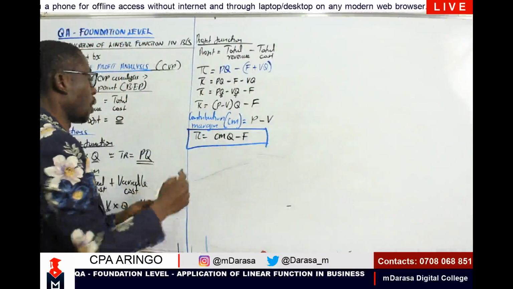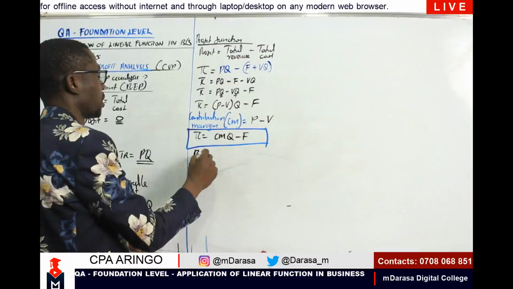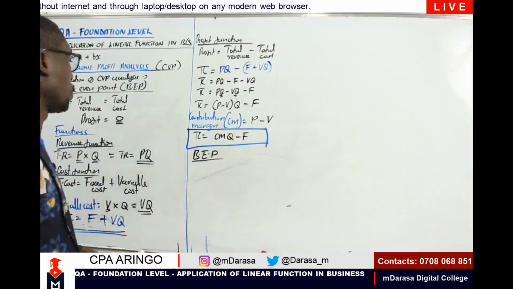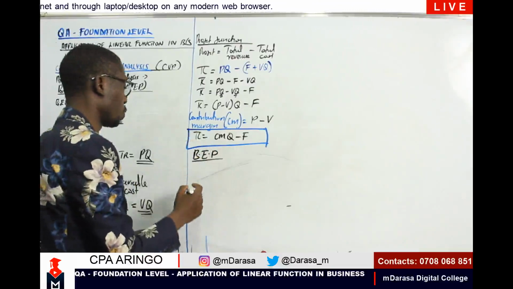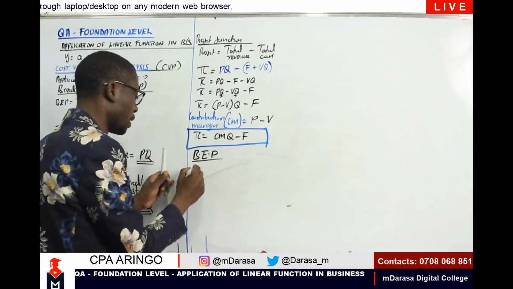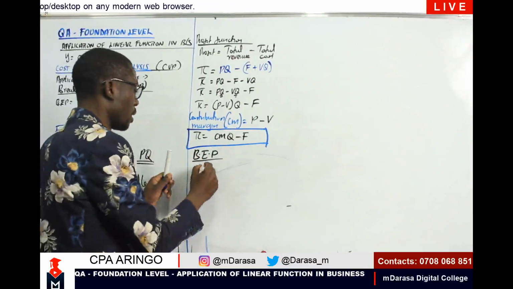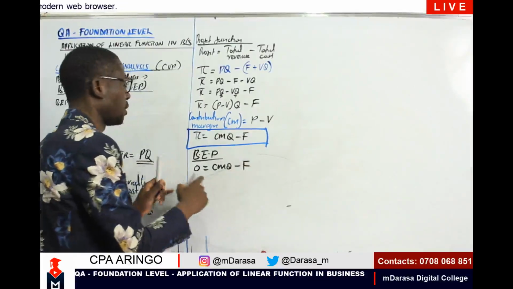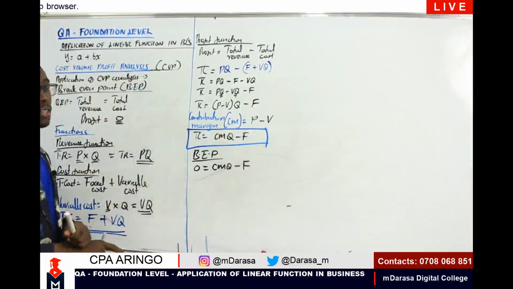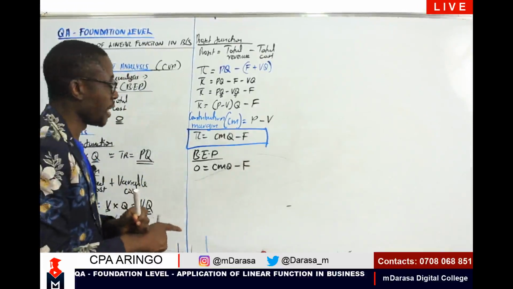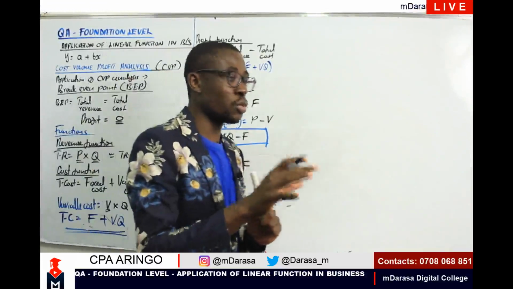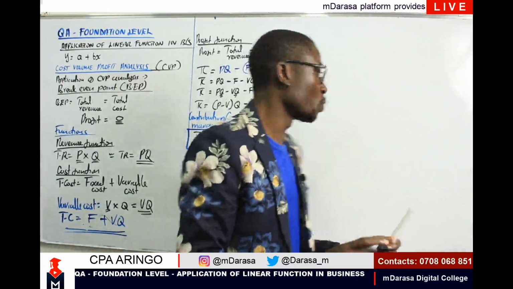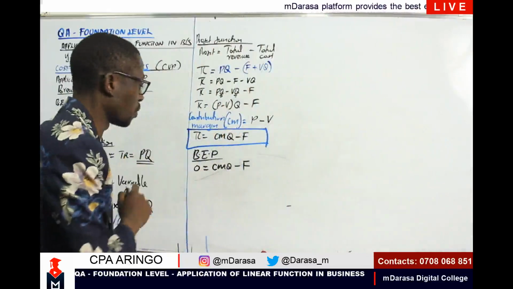So how will we achieve our break-even point then? To achieve our break-even point, my good students, we need to equate this profit to zero. So CMQ minus fixed cost should give us zero. We need to equate the level of production where our profit will be equal to zero. So therefore, we need to make Q the subject of this formula.